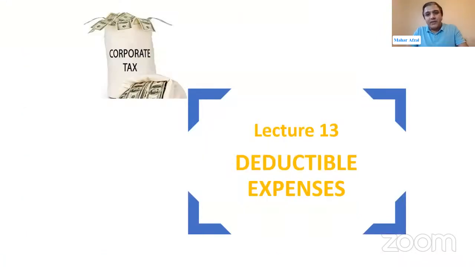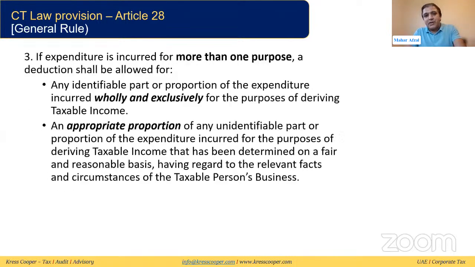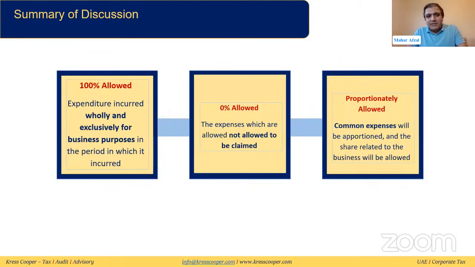Now, today we are discussing deductible expenses. This is the general rule for the deductibility of expenses. This general rule can be classified into three categories. Some expenses you can claim 100%, allowed if these expenses are wholly and exclusively for business purposes. We will discuss this in detail. Some expenses you cannot claim at all. These expenses will not be allowed to arrive at the taxable profits.